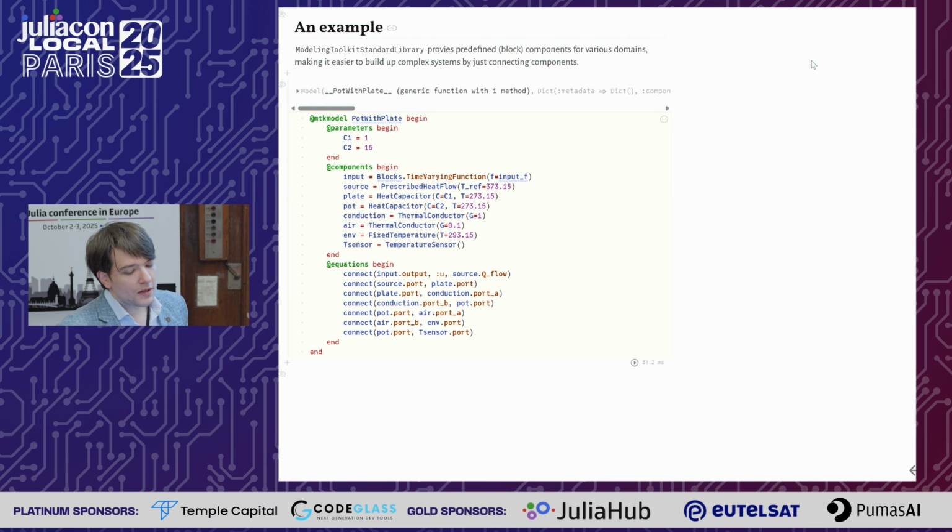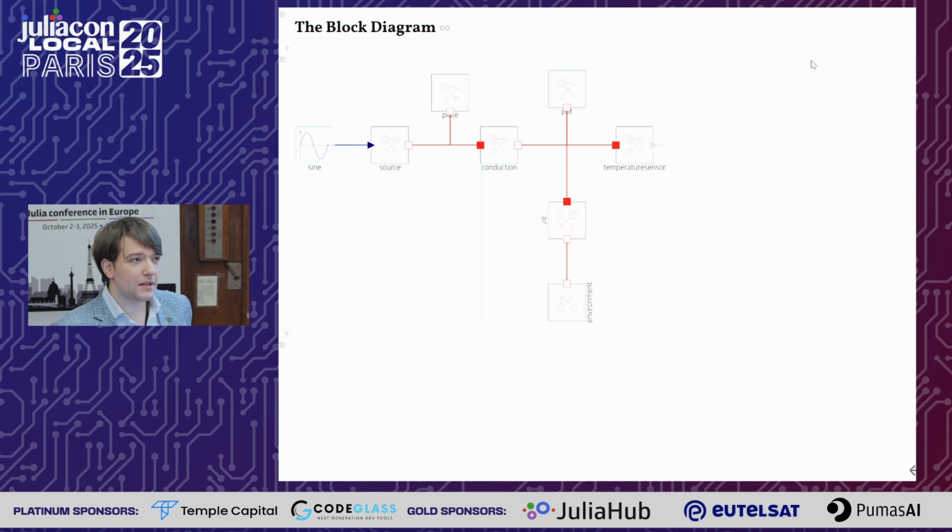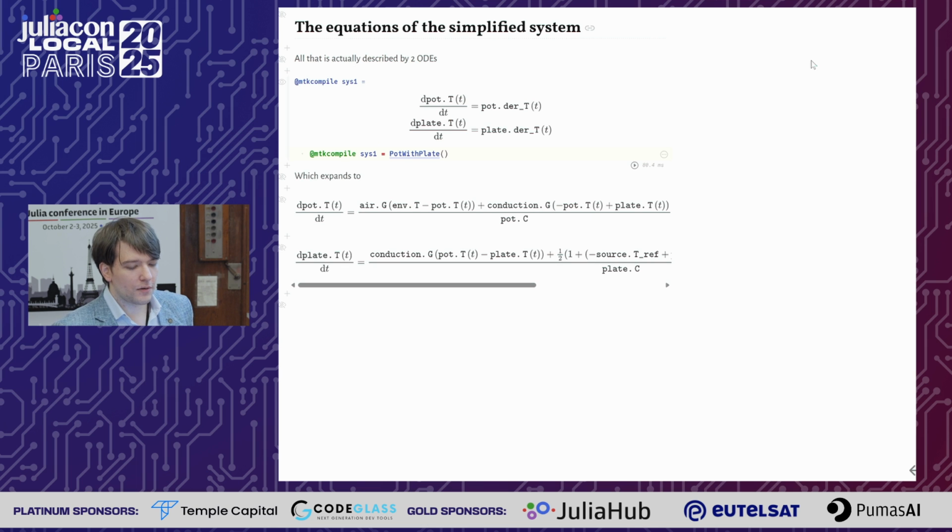As an example, Modeling Toolkit's standard library can provide such blocks. So here is an example of a thermal system, and we can see that we have various blocks, and then Modeling Toolkit transforms all of these blocks into a DAE system, so into a set of differential algebraic equations. And the advantage is that we can also represent this with blocks, as we've seen in a previous talk by Chris.